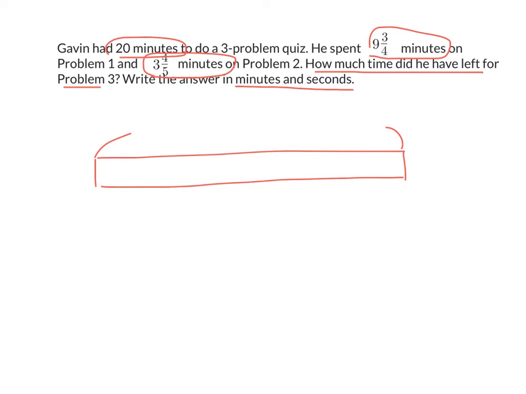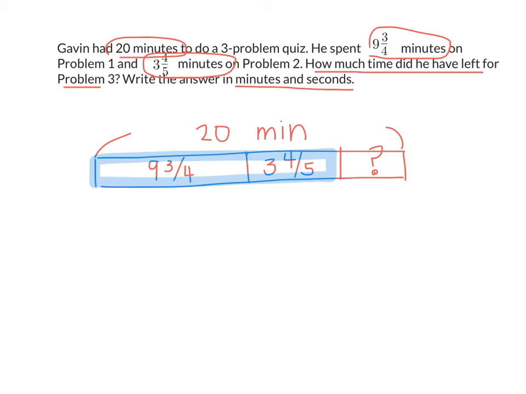He had 20 minutes altogether. He used up 9 3/4. I'm going to make it almost half because 9 3/4 really is almost half, right? And then he used 3 4/5 minutes on the second problem. We want to find out how much time he has left for his last problem. So just like our first problem we just solved, we have to first add up to see how much time has been already used. Okay?